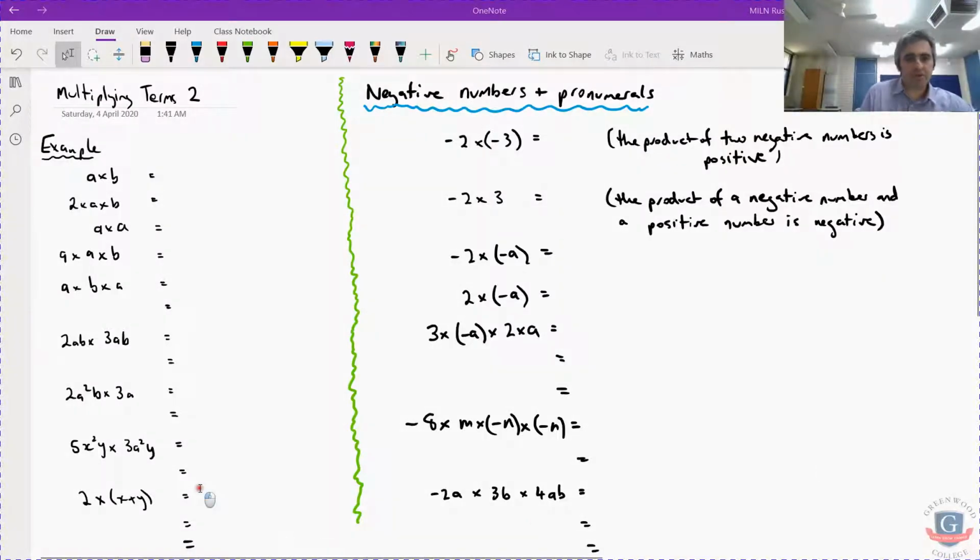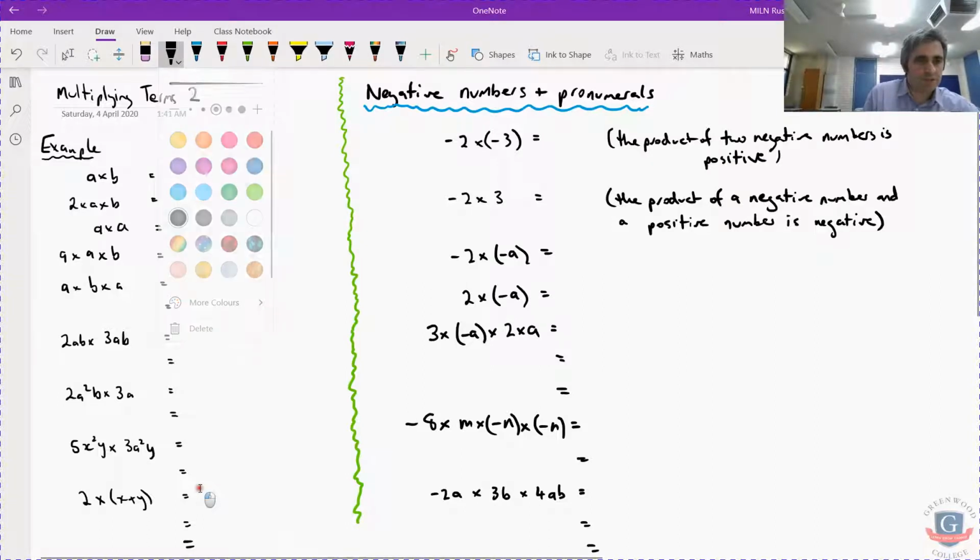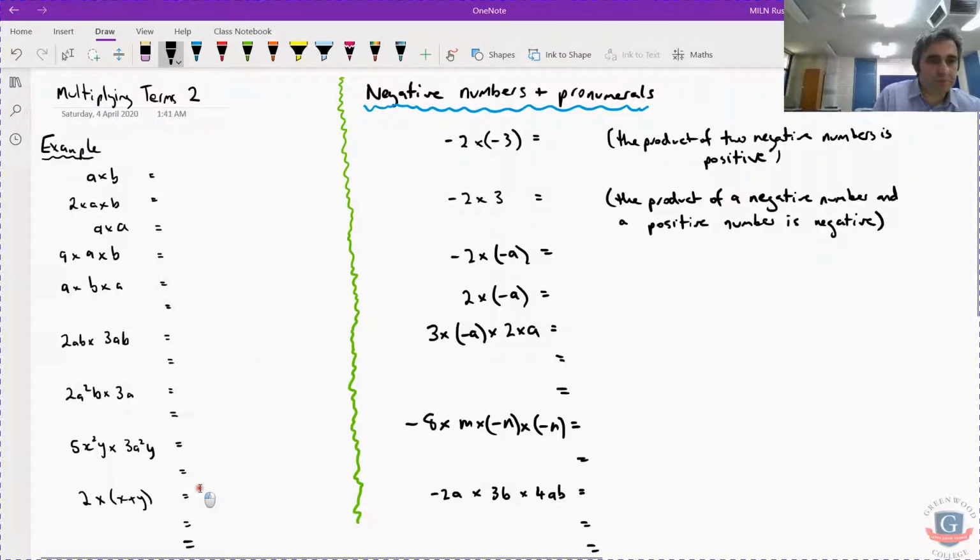Okay, so today we're going to look at some more difficult multiplying exercises. So we're going to start with a times b. Now, as I said to you last lesson, we don't tend to write the multiplication symbol with algebra, so that just becomes ab. The same with this one, we can reverse the multiplication symbol to ab.